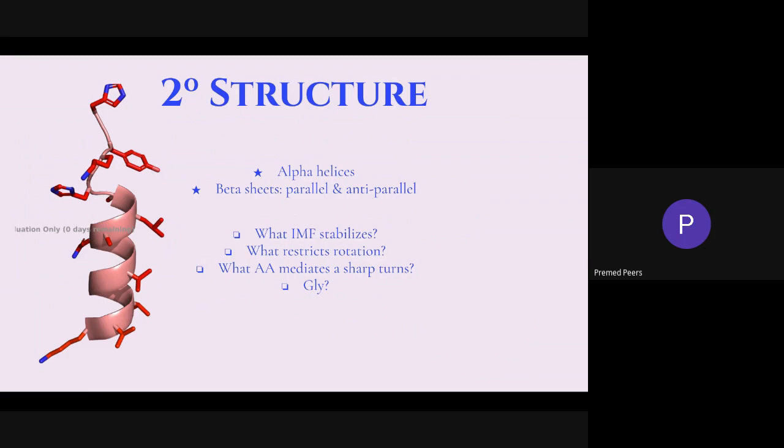But you don't only find alpha helix and beta sheet. You find other things too. You find things connecting two different helices together. So what kind of amino acid usually mediates a sharper turn? And what does glycine usually favor in some of these turns, and why?